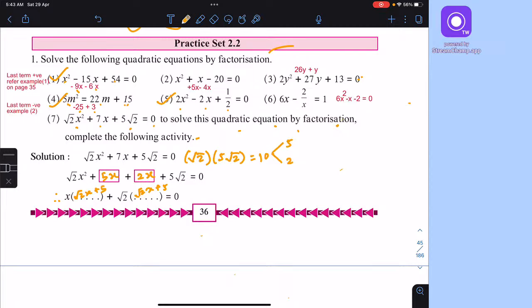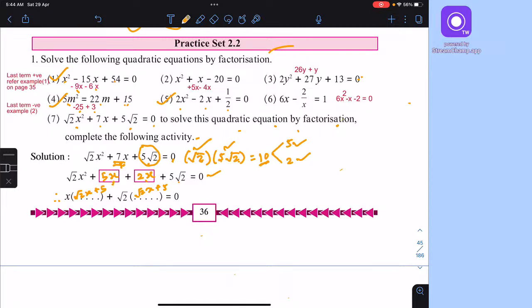Now here, we first write it in the descending powers of x. Ax square plus bx plus c equal to 0. Then the coefficient of x square is root 2 and last term is 5 root 2. We multiply. So root 2 into root 2 is 2, 2 into 5 is 10. We want factors of 10 whose sum is 7. So 5 and 2, 5 plus 2 is 7. So we can split 7x as 5x and 2x. All other things will remain as it is. Root 2x square will remain root 2x square here. Then 7x is split as 5x plus 2x. And 5 root 2 is written as it is.